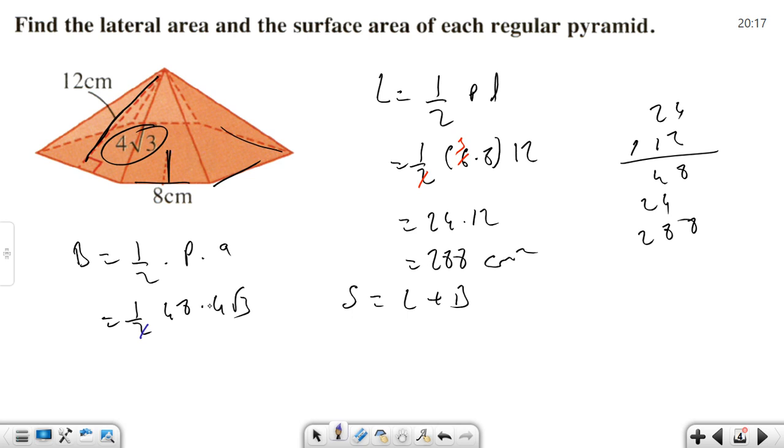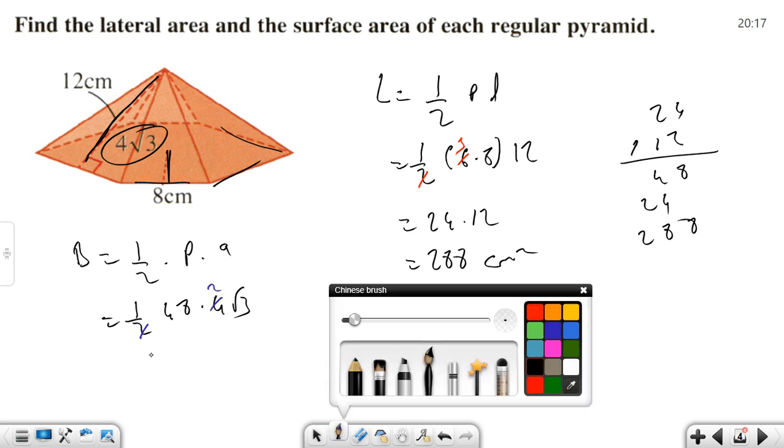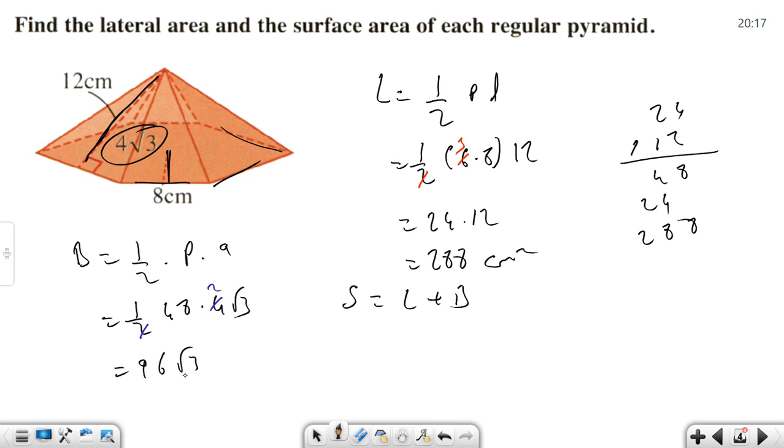Let's simplify 2 and 4. That will be 2. 2 times 48 is 96. So that's equal to 96 square root of 3. Surface area equals 288 plus 96 square root of 3. That's the value. There's an irrational number, so we cannot add these two.